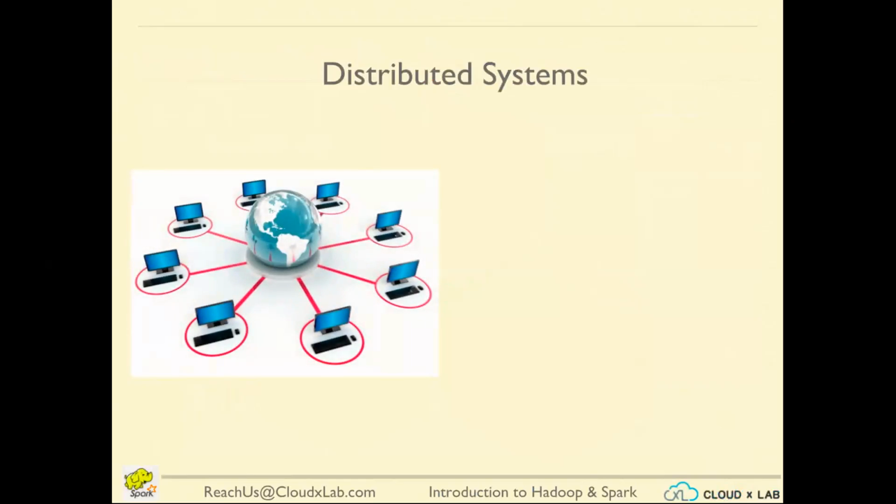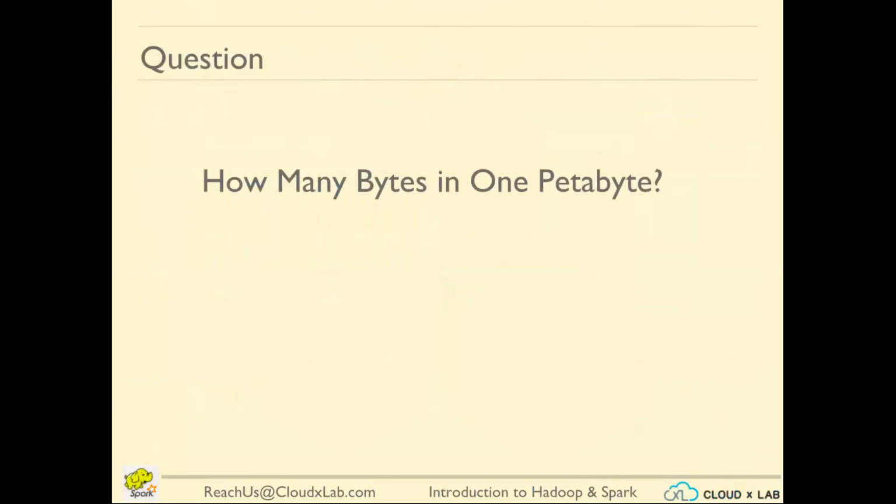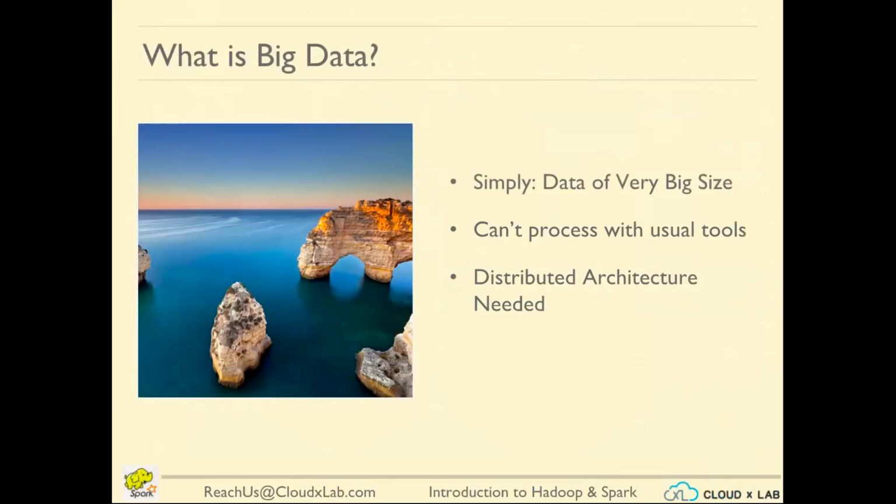Distributed computing is getting something done using multiple computers, and systems which can do distributed computing are called distributed systems. I'm going to skip a lot of things, so this is the definition that we are going to stay with: a problem that requires distributed architecture is called a big data problem. If handling the data requires a distributed system, it is big data, data of very huge size that requires distributed computing.